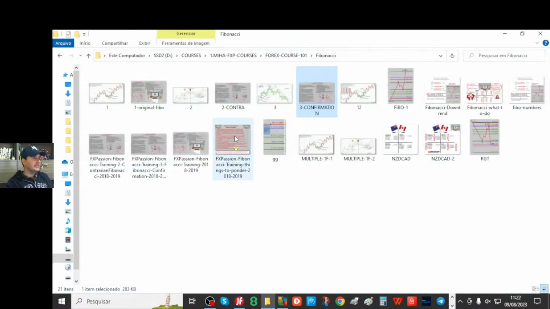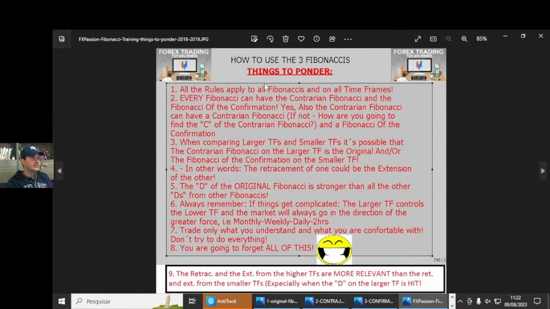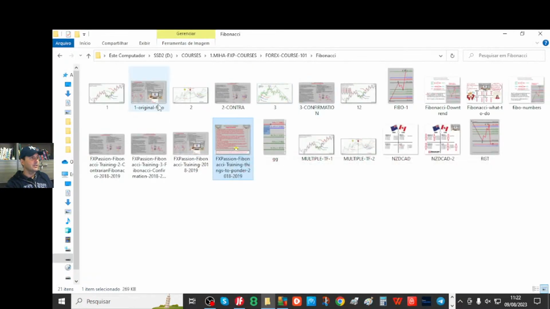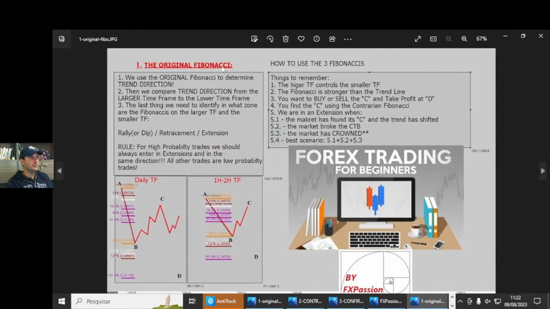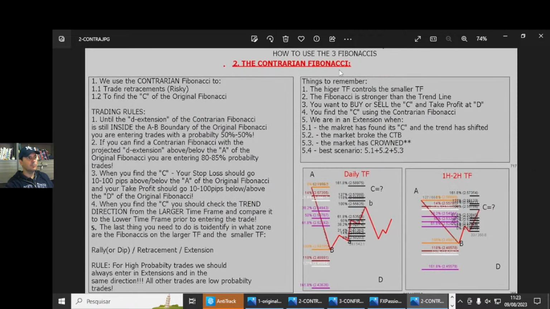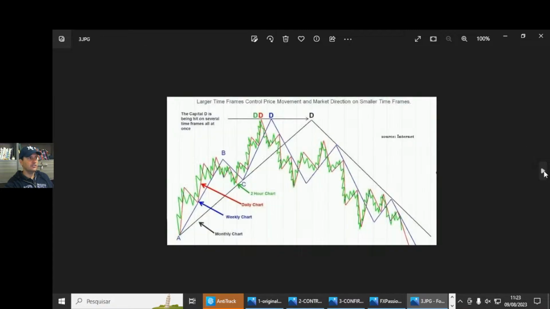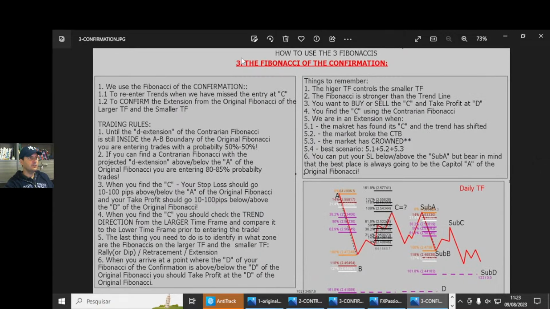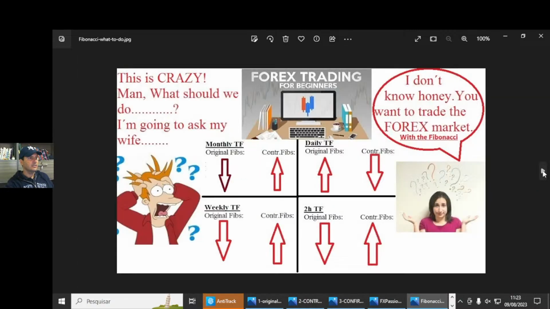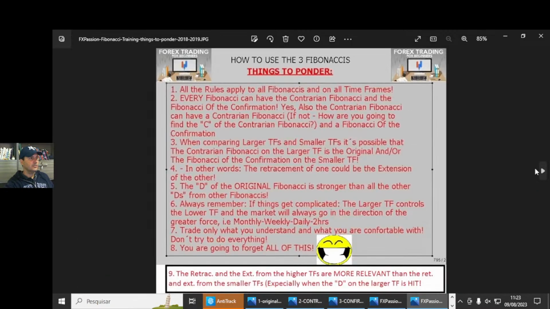Alright, everybody, and the last one, how to use the 3 Fibonaccis. We talked about the original Fibonacci rules, I showed you on the chart. We talked about the contrarian Fibonacci rules and the 85% probability and the confirmed C, I showed you on the chart. And we've learned with the Fibonacci of the confirmation, I showed you on the chart too. Now, this is the last slide. How to use the 3 Fibonaccis, things to ponder.